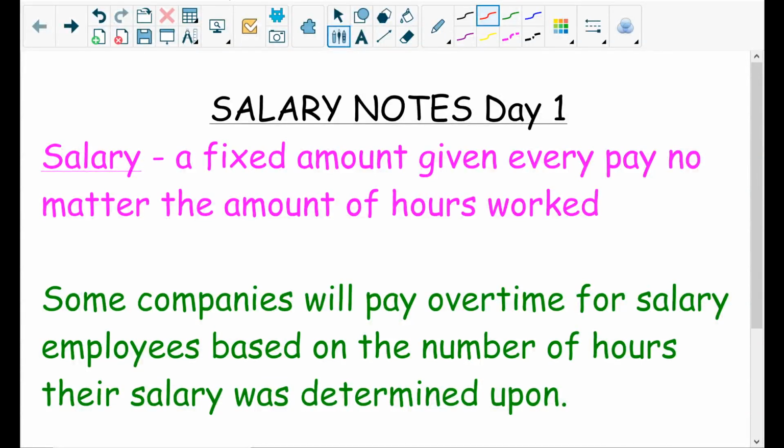Okay, salary. So this is day one. Tomorrow we'll do another set of notes. So what is salary? It's just a fixed amount given every pay, no matter the amount of hours worked.